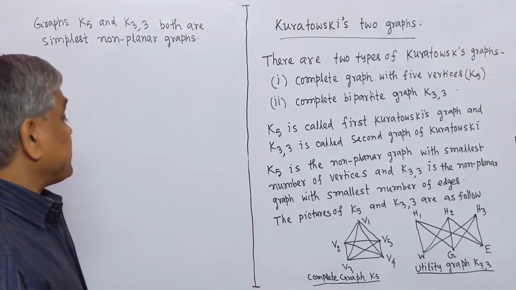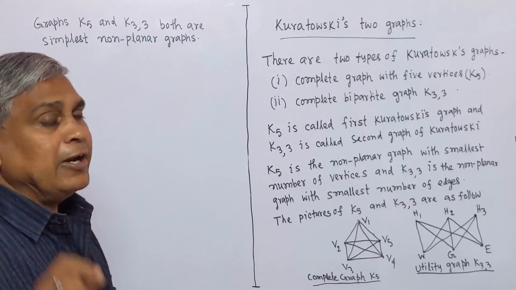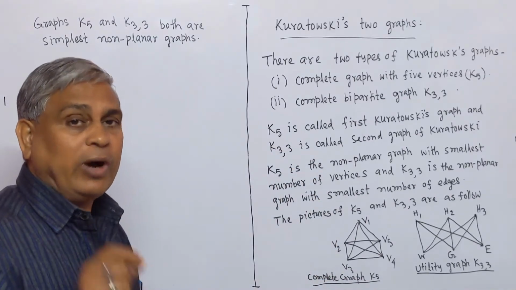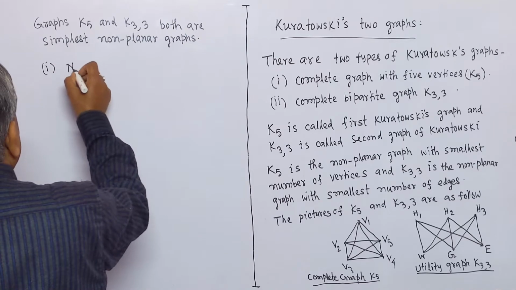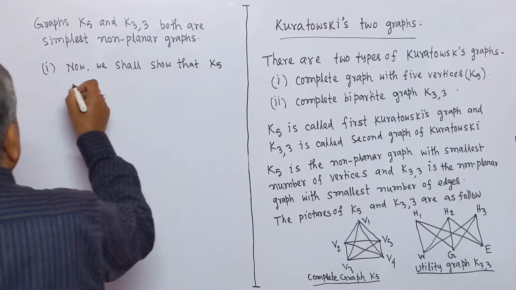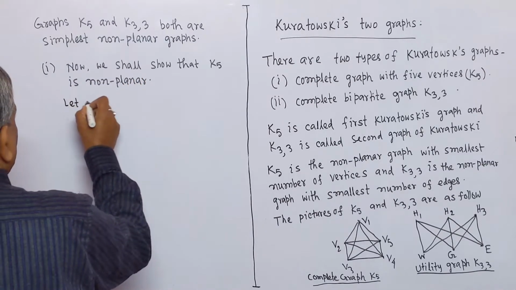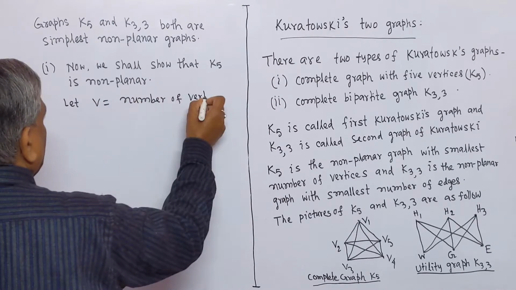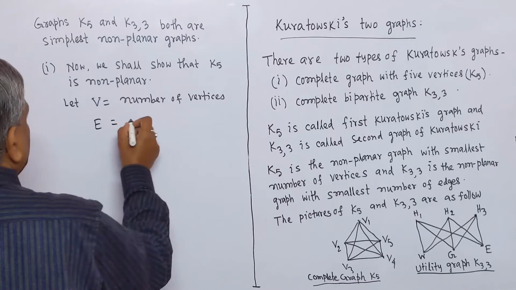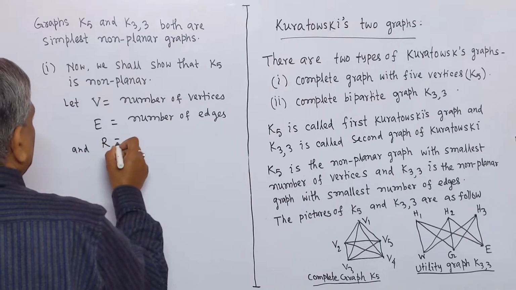These two graphs, K5 and K33, both are the simplest non-planar graphs. We shall examine that these are non-planar graphs one by one. Now we shall show that K5 is non-planar. Let V equal to number of vertices, E equal to number of edges, and R equal to number of regions.